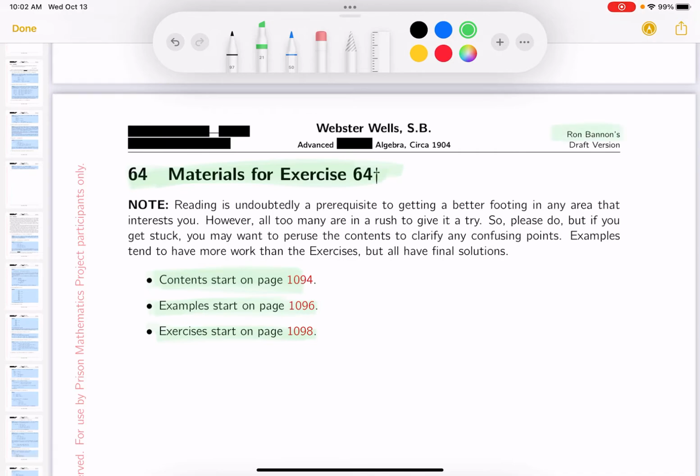My name is Ron Bannon. This is a draft version of my adaptation of Webster Wells' Advanced Course in Algebra, which dates back to 1904. This document is being made available to the Prison Mathematics Project and the participants in that project. I realize there's other people watching these videos that aren't involved in that project, and you might be interested in getting this document. It's not published yet, but it will be published.